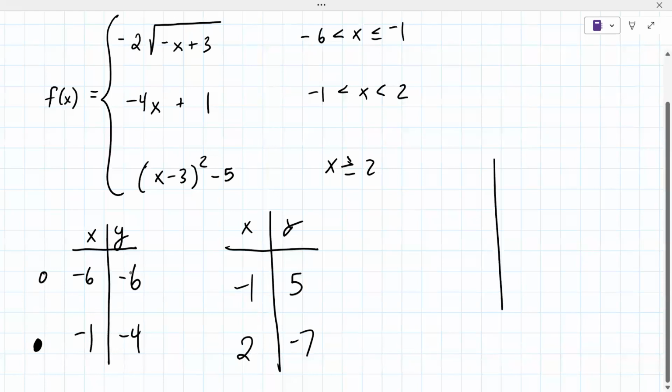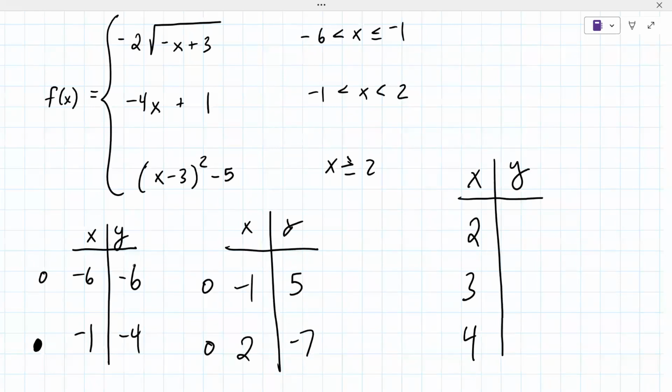For the last one, it says x greater than or equal to 2. So you certainly have to start at 2. Sorry, these are both open circles, by the way. You certainly have to start at 2, but the question is, where should you go? Sometimes you just increment by 1. So give me those 3 points, please.